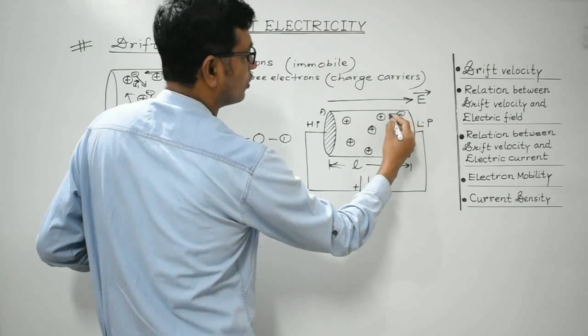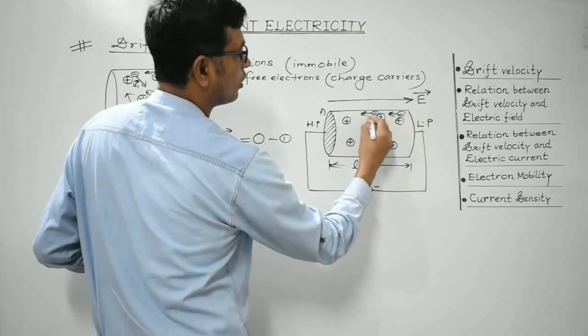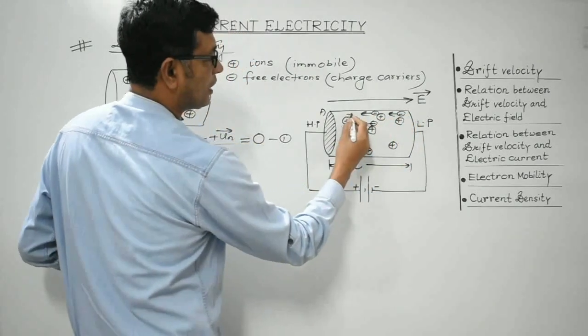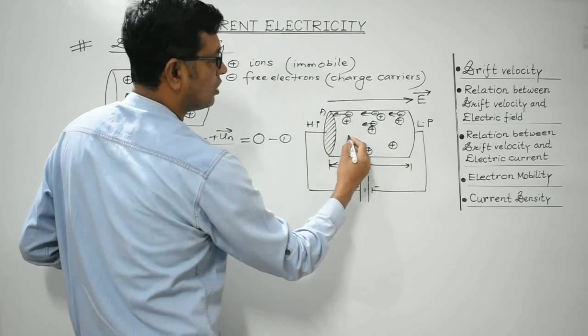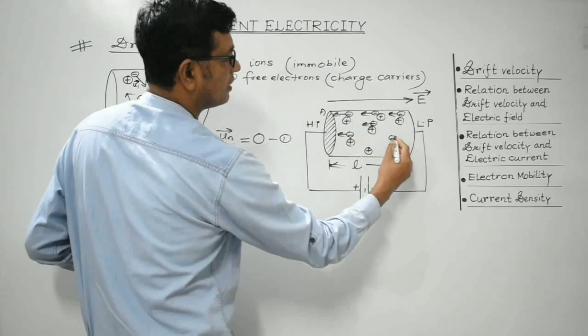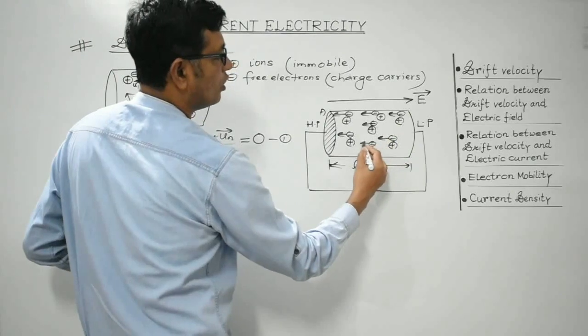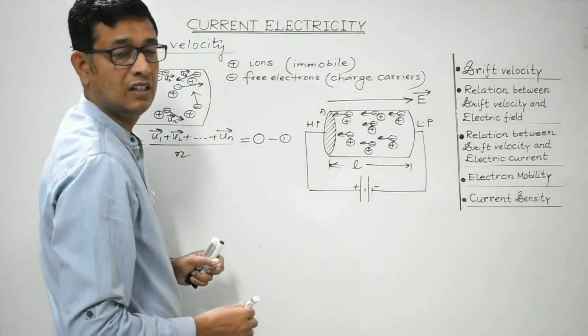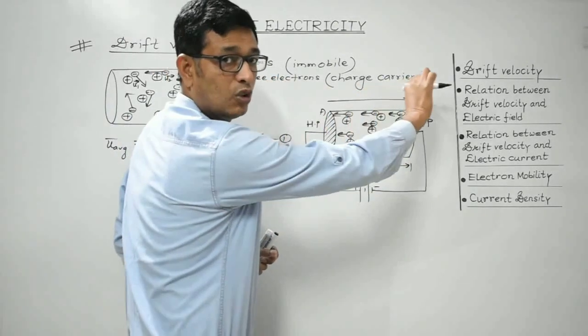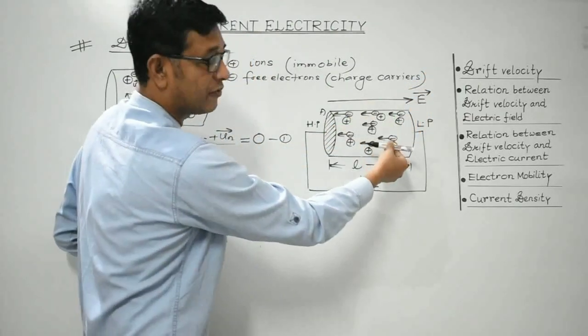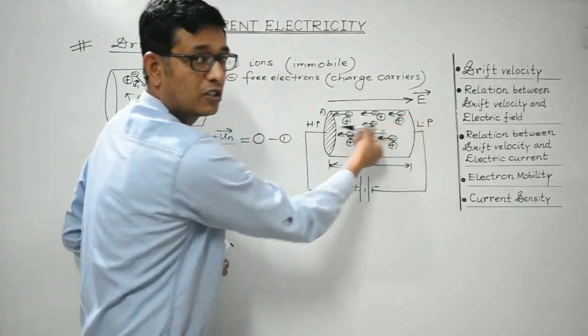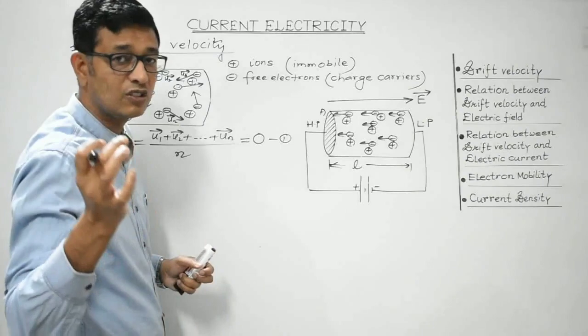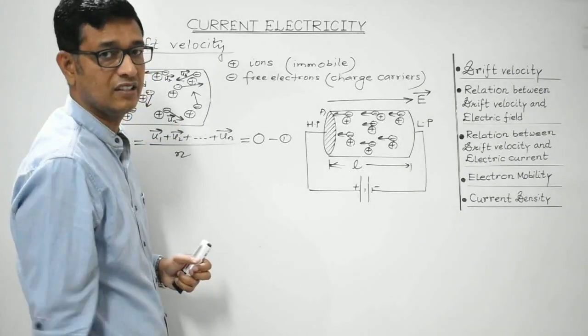So these three electrons will now tend to drift in a particular direction. And what is that particular direction? From lower potential to higher potential. It will experience electric force in a direction opposite to that of the electric field. Electric field is from higher potential to lower potential, but the electrons will drift inside a conductor from lower potential to higher potential because electrons are negatively charged. They are negative charge carriers.